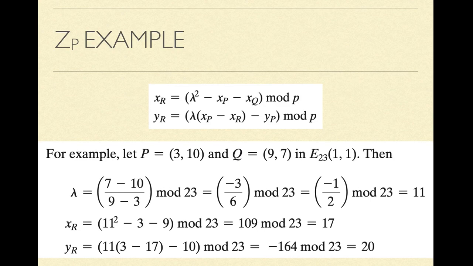And remember, division in Z_p is just multiplication by the multiplicative inverse. So negative 1 over 2 is the same as negative 1 times the multiplicative inverse of 2. And the multiplicative inverse of 2 mod 23 is 12. So this is negative 12 mod 23, which is 11. So we can plug this slope into our above equations to solve for x_r and y_r. So x_r is 11 squared minus 3 minus 9 mod 23, which is 17. And y_r is 11 times 3 minus 17 minus 10, which is 20 mod 23. So in this case, P plus Q is (17, 20).